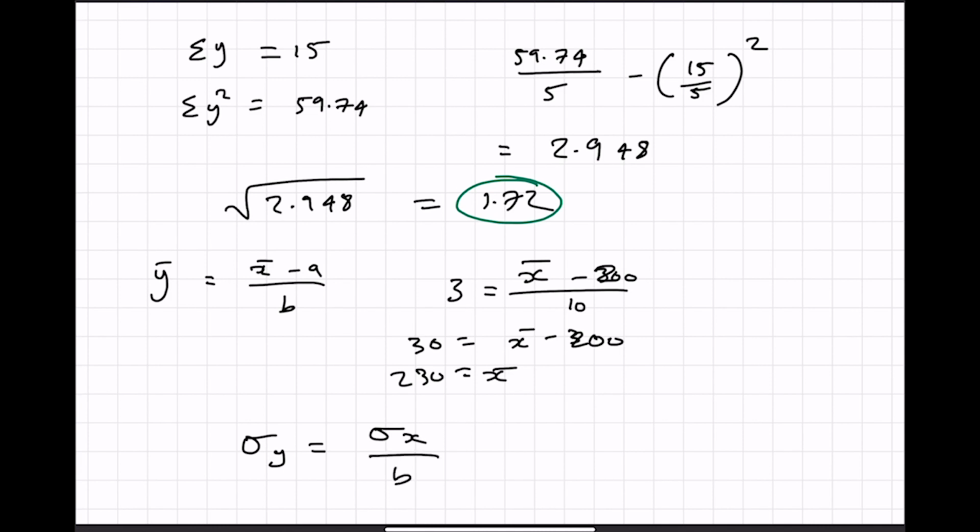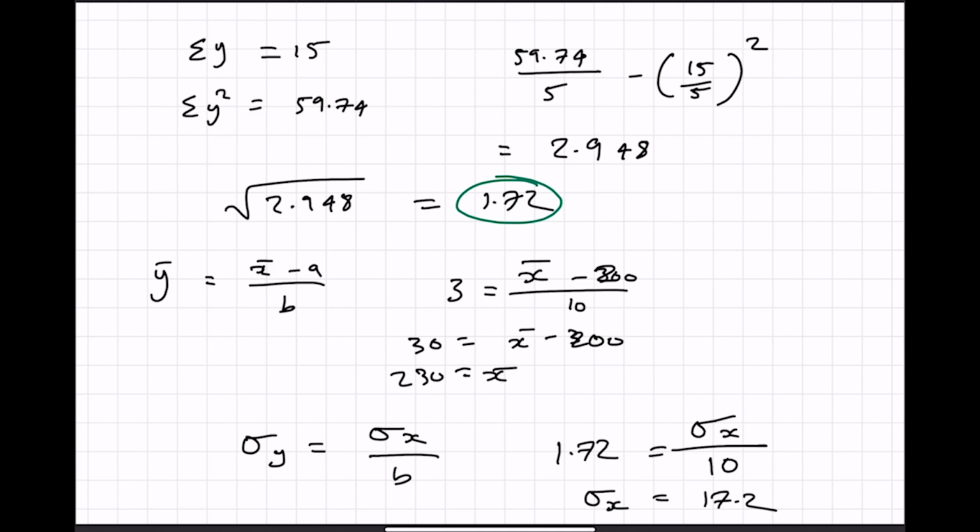So what is standard deviation y? It's 1.72. Standard deviation x, no clue. Divided by 10. So the standard deviation of the original data is just 17.2, 10 times 1.72. And that's it. That's all you need to do to find the coded values.